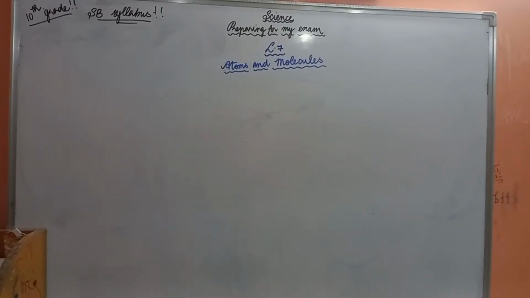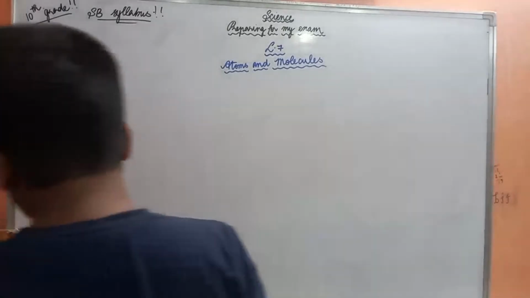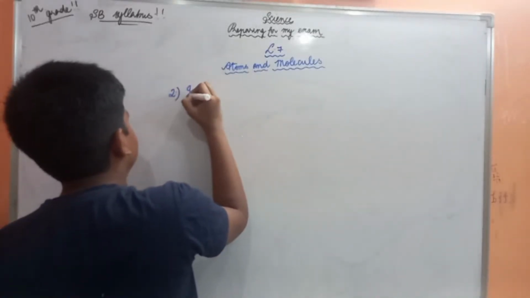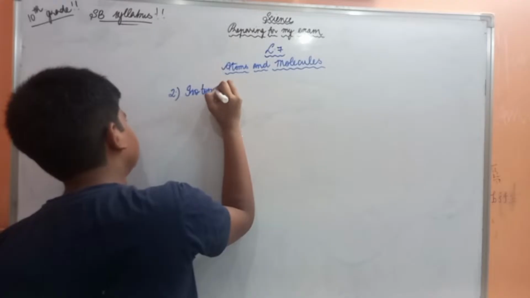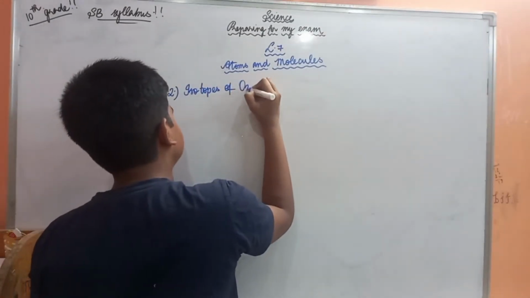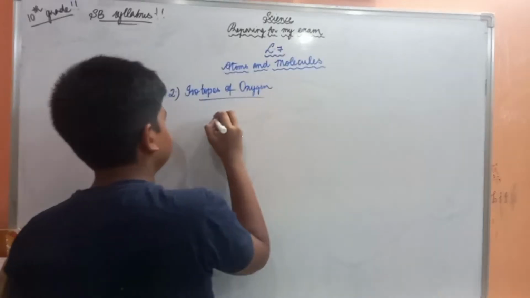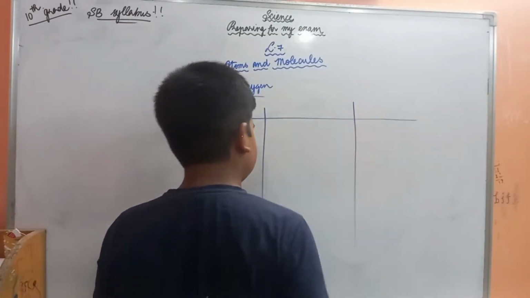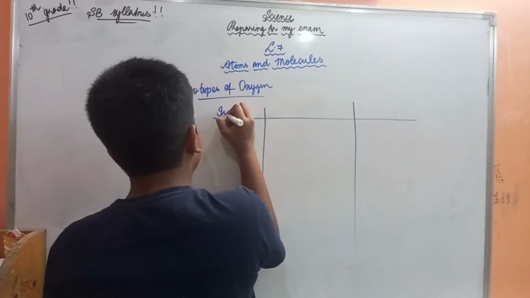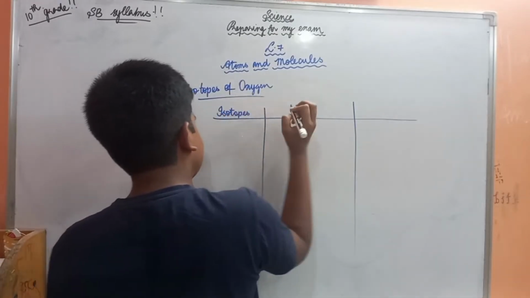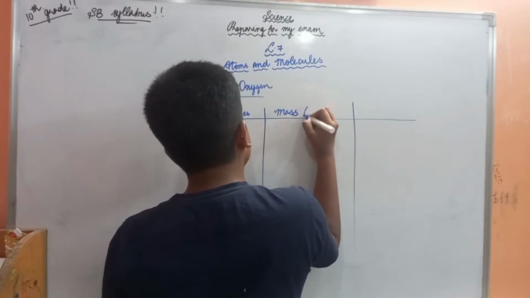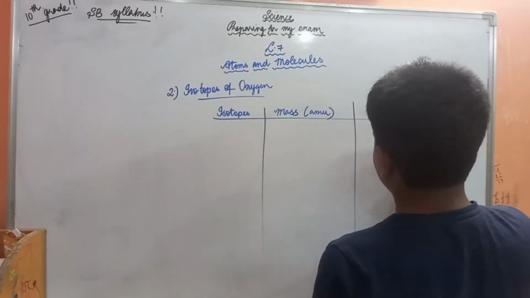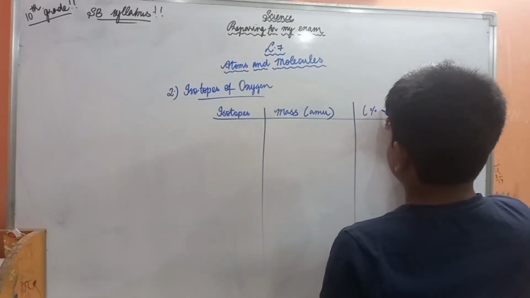Okay, so the next one will be: write the different types of isotopes of oxygen and their percentage abundance. Isotopes of oxygen: isotope, mass in atomic mass unit, and last one will be percentage of abundance.